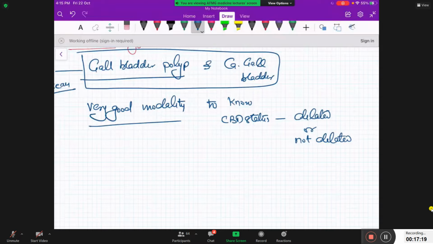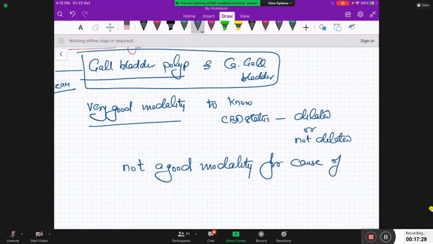But very important to note, it is not a good modality for the cause of CBD dilatation. So it can tell you whether the CBD is dilated or not, but it will not be able to tell you the reason for this dilatation. So that's an important point, right? Then comes MRCP.